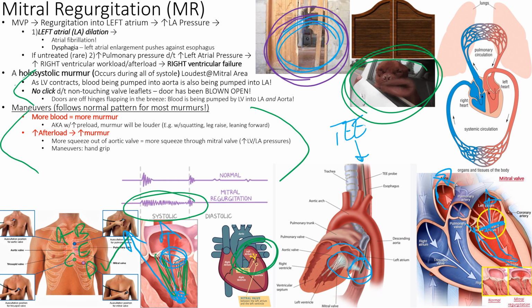Left ventricle afterload is the pressure the left ventricle has to overcome. The left ventricle is squeezing at a really high pressure of like 110, right? That's going to be a lot of blood out the aorta, but it's also going to be a lot of blood flow through that incompetent mitral valve. So you're going to hear more murmur. Okay.